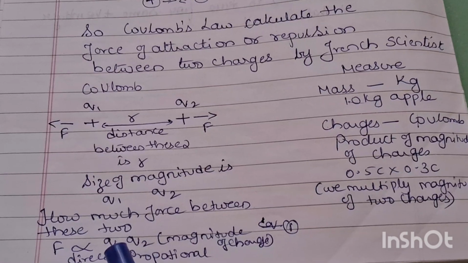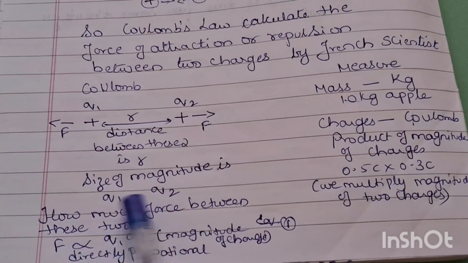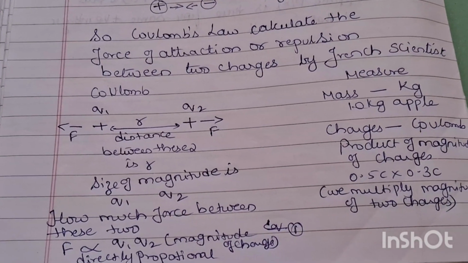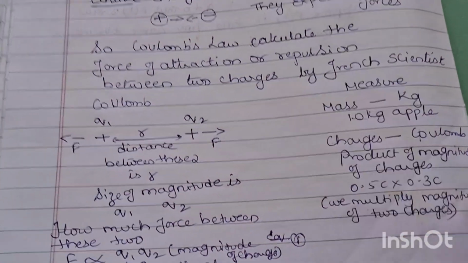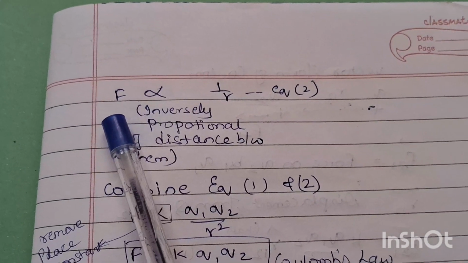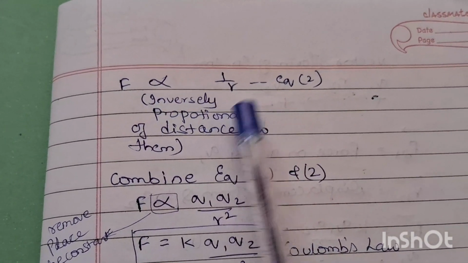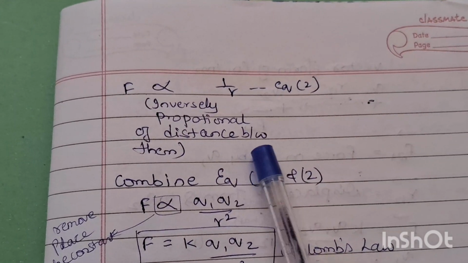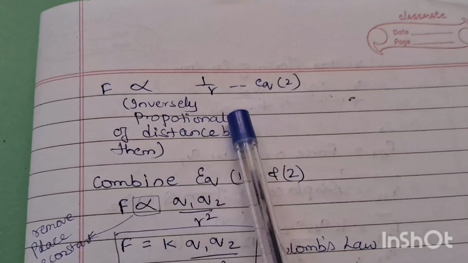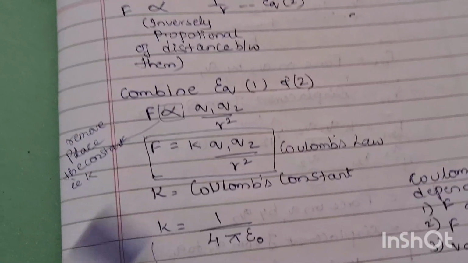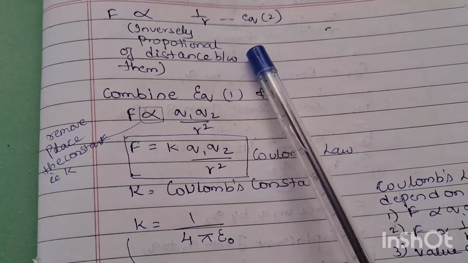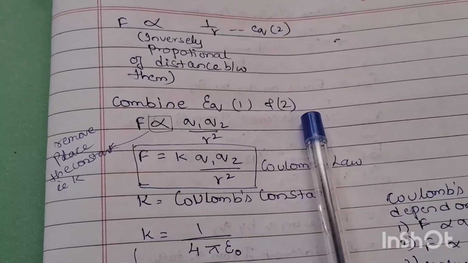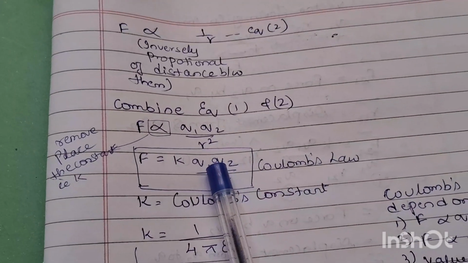First of all, we know that force is directly proportional to Q1 and Q2. That is one equation, a direct proportion. Another way of studying is that force is inversely proportional, in the sense 1 by R. You might have studied inverse proportion even before. If you combine both, the direct proportion and the inverse proportion, you write it as F is proportional to Q1 Q2 by R squared.